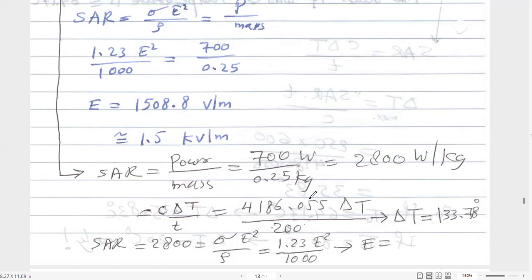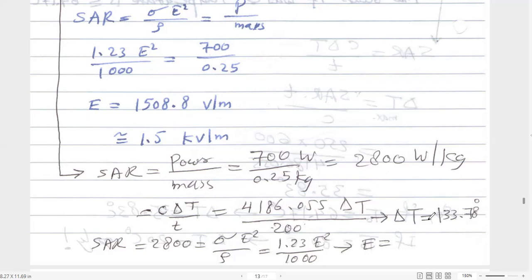C is 4186, the specific heat for water, and delta T is unknown, and the time period is 200 seconds. From this equation we can find delta T is 133.78. This is the possible temperature rise. Of course the water cannot increase by this amount because the maximum is 100, but this is the calculation.